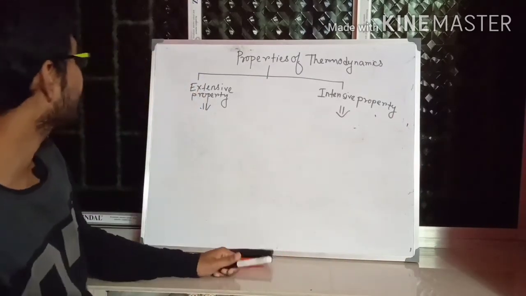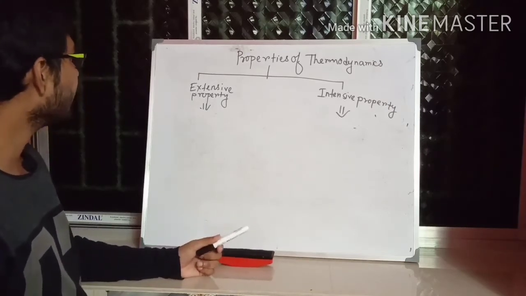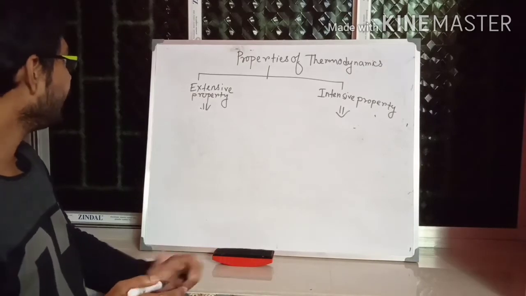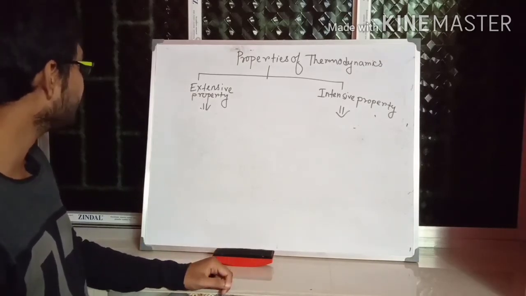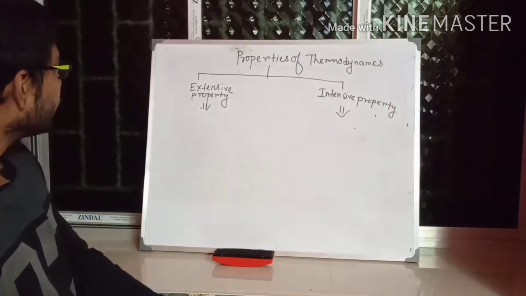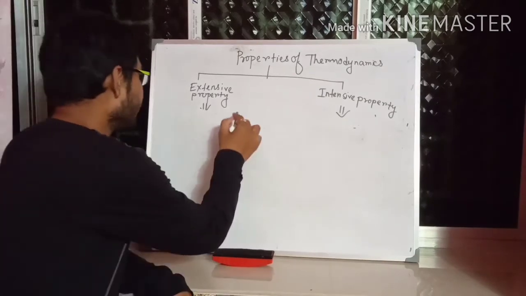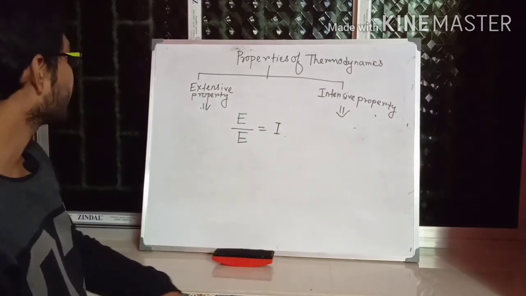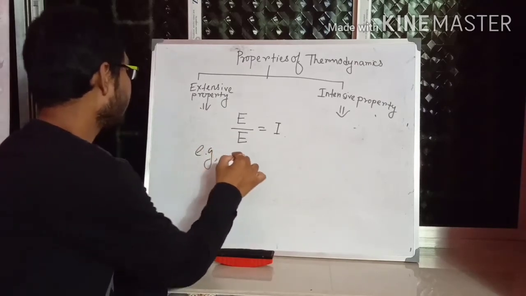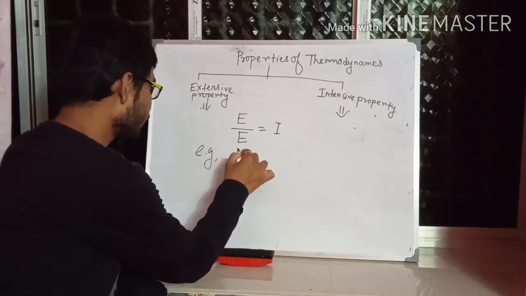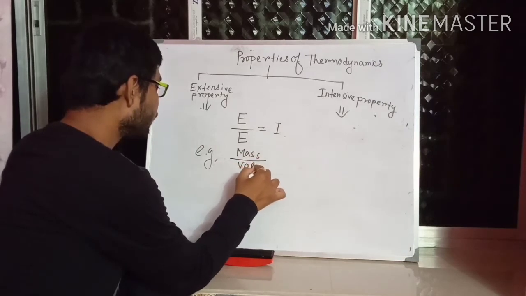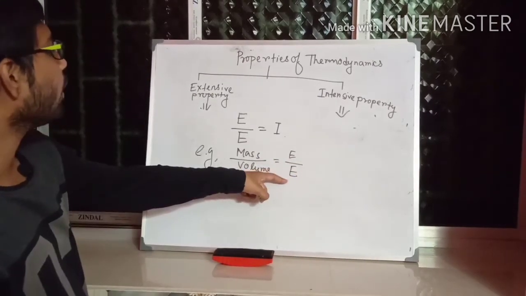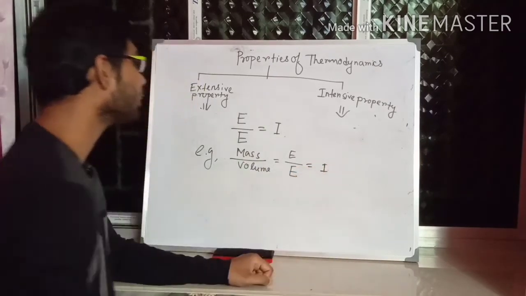We are discussing extensive property and intensive property. Now we will discuss the relation between extensive property and intensive property. If two properties are found to be extensive, then the ratio of the two extensive properties will be an intensive property. That means E by E is equal to I. For example, mass by volume. Mass is an extensive property, volume is an extensive property, then the ratio of extensive and extensive is an intensive property.